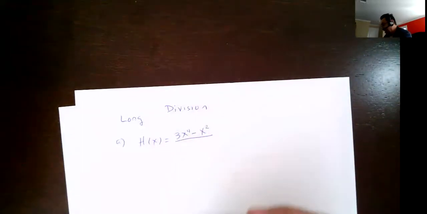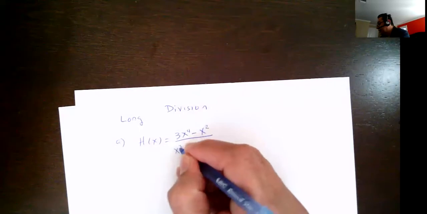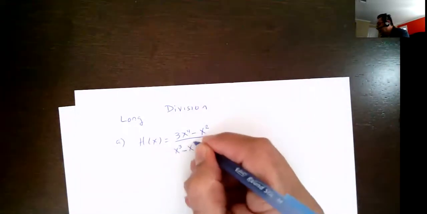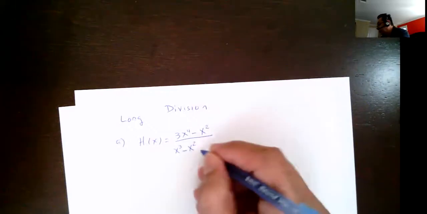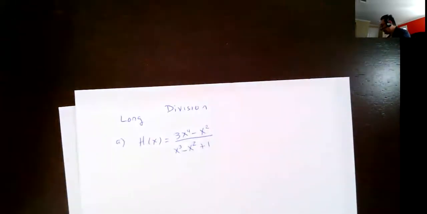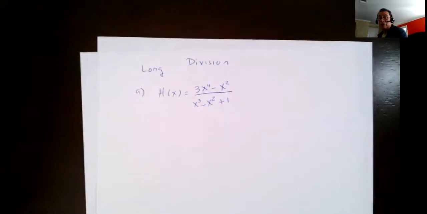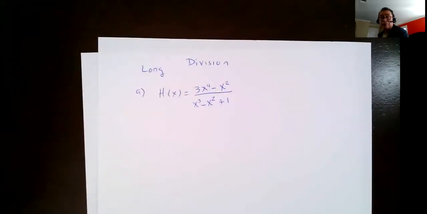minus x squared divided by x cubed minus x squared plus 1, all right? So let's try that one. This is long division. Remember, first thing, how do we know when to use long division? Well, that's when the degree of the numerator is larger than the degree of the denominator. That's when we use long division, okay?